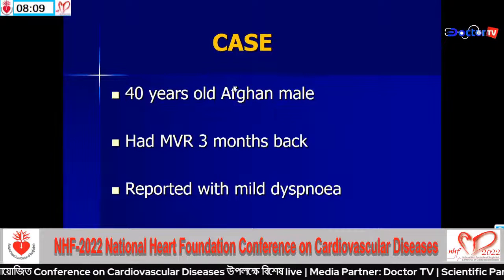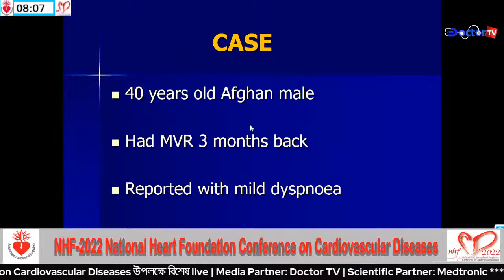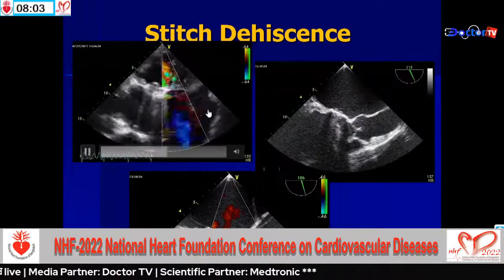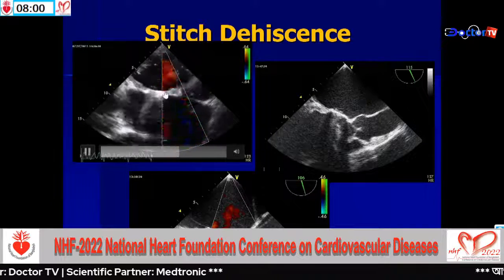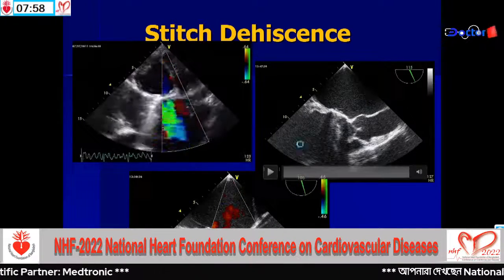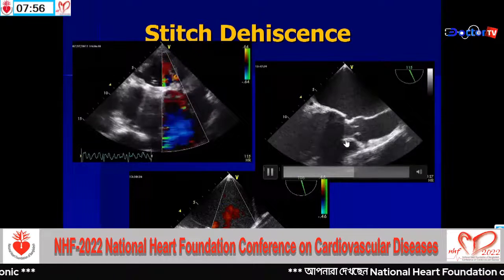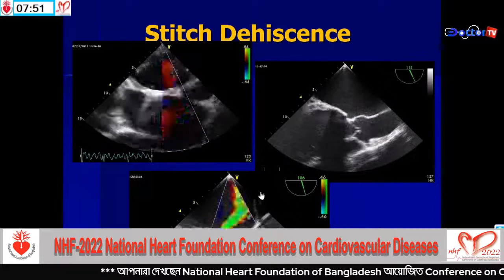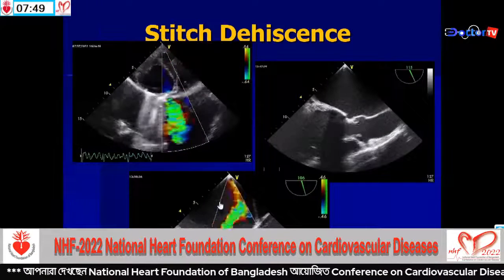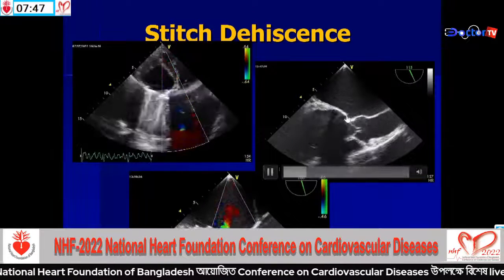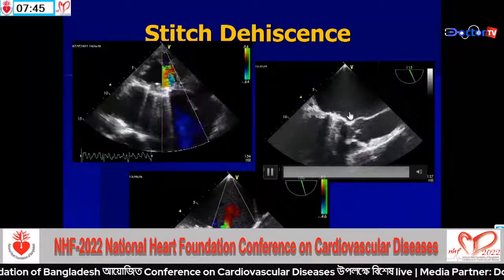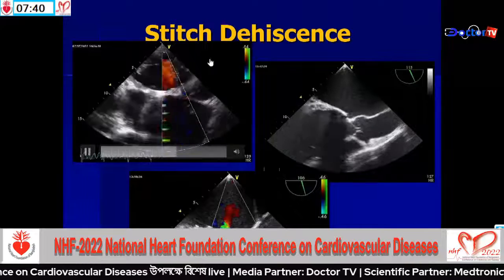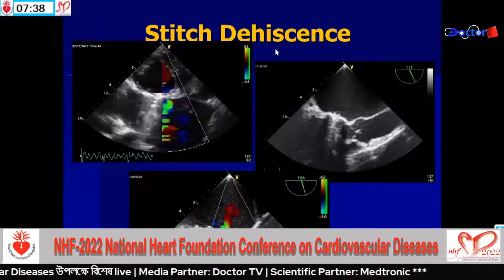Another case, a 40-year-old Afghan male had MVR 3 months back, reported with dyspnea, and you see a severe paravalvular MR. Here you see, and here you see there is a dehiscence. This is a stitch dehiscence because the stitch gave way. And from the same place, you can see a severe MR, both on transthoracic and transesophageal. And the surgeon only stitched the small defect, and no valve replacement or anything was done. So this is known as the stitch dehiscence.